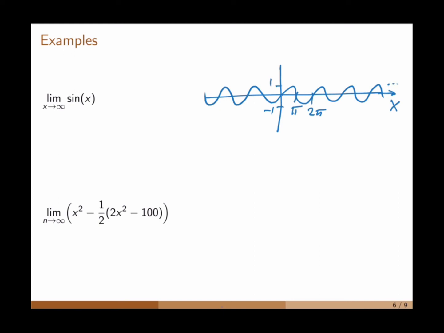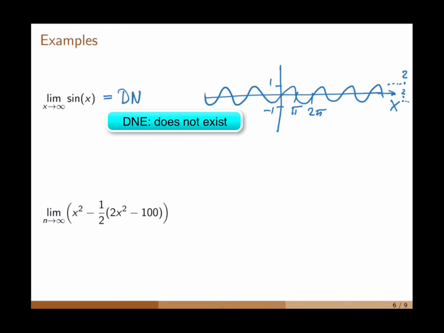So if we go further and further out here, where do we end up? Do we end up at 1, or do we end up at minus 1, or do we end up somewhere in between? It's really hard to say because it continues oscillating. And in fact, we will see later that the limit cannot be computed. So we say it does not exist. So that's the case of a function which does not have a limit as x goes to infinity.